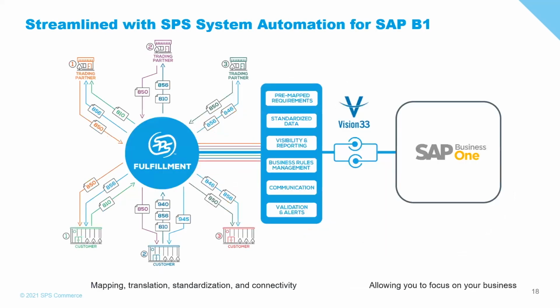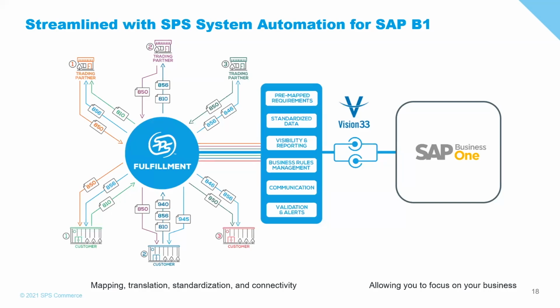So the SPS Commerce model is on that left side of the screen. That's our fulfillment network. That's the world's retail network where we have pre-built multi-tenant connections to every retailer in the world. Our customers don't need to do mapping, translation, or connectivity. All they're worried about is one standard connection between SPS Commerce and SAP B1.